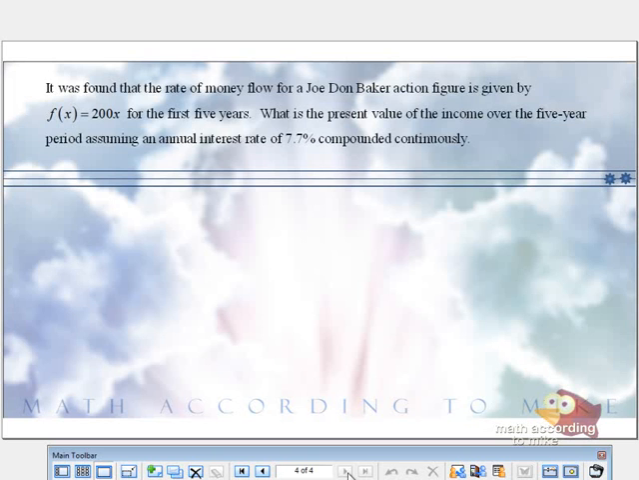The rate of growth is 200x for the first 5 years. What is the present value of the income over the 5-year period, assuming the annual interest rate of 7.7% compounded continuously? Well, we don't have to do all that stuff that we did in the previous example because they actually gave us the R value. Okay? So we just set it up.